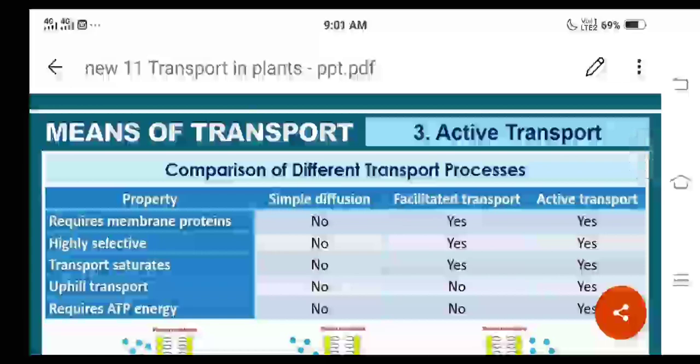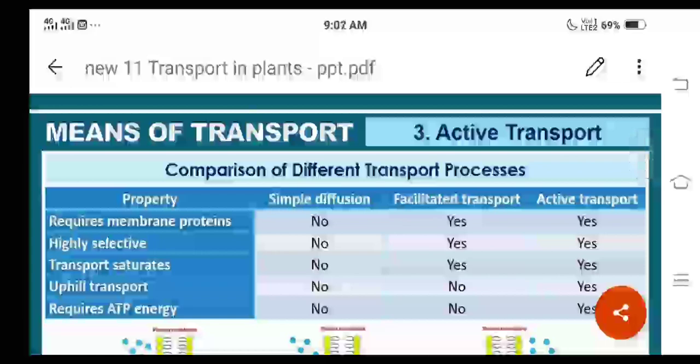Let us consider the first one, simple diffusion. Whether it requires membrane proteins or not? No, simple diffusion doesn't require any membrane proteins. Let us come to the second column, facilitated transport. Does it require membrane proteins? Yes, it requires membrane proteins, so we mention yes here. And the third one, active transport: does this process require membrane proteins? This also requires membrane proteins, so we mention yes.